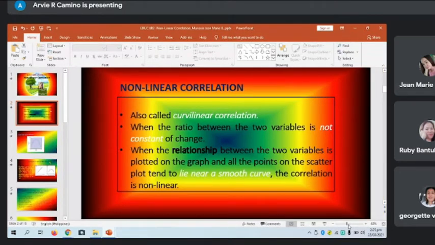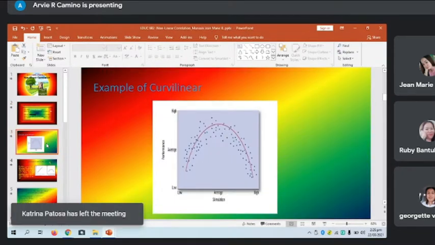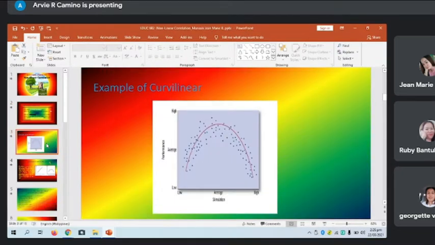I have here an example of curvilinear. On the x-axis, we have the performance, and on the y-axis is the stimulation. As you can see, there is low, average, and high, and the same on the y-axis also. So, it is an example of curvilinear.